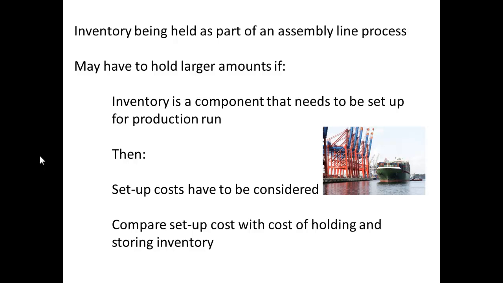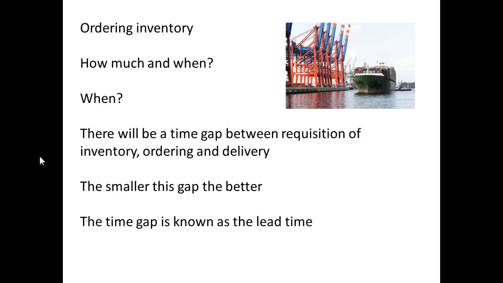Inventory can be held, obviously, as part of an assembly line. If you set up an assembly line so that you do a run or a batch, you produce say 5,000 at a time, well, in order to have that run you've got to hold that amount of inventory in the first place. So you have to consider the setup costs, and obviously if it's a large setup cost, then you probably want to run quite a large batch. If it's a small setup cost, then it doesn't really matter if you're producing things in small batches, and so you don't need to hold as much inventory.